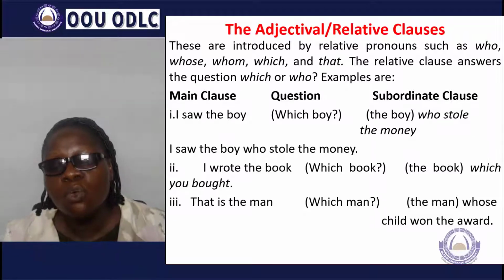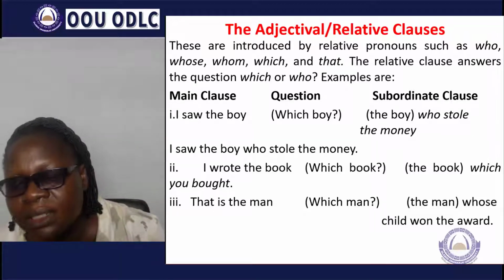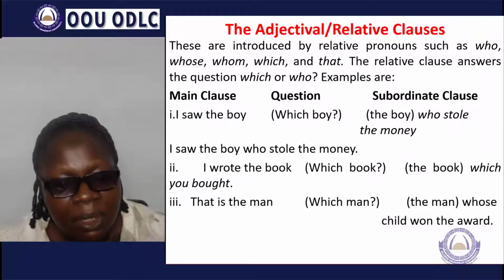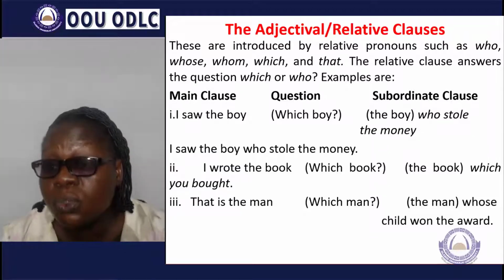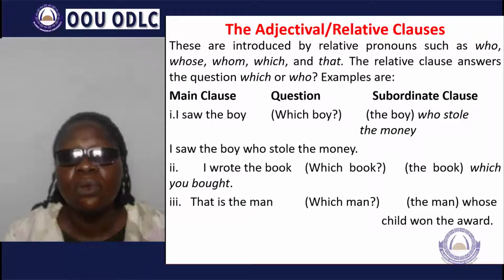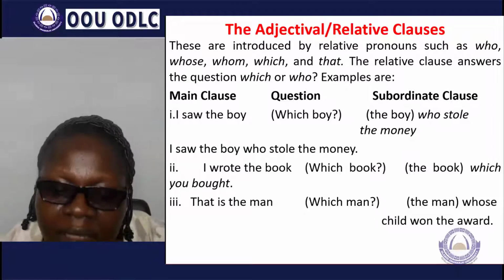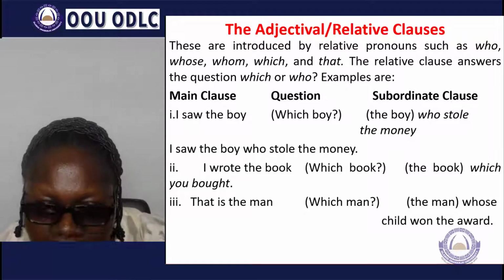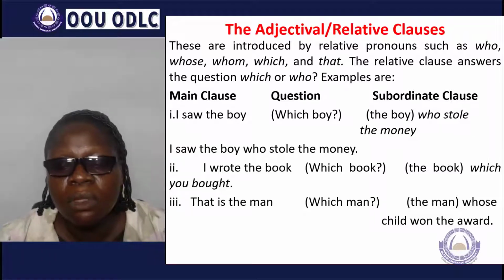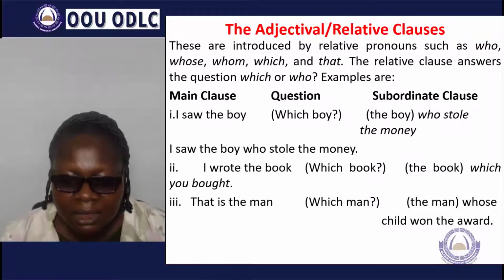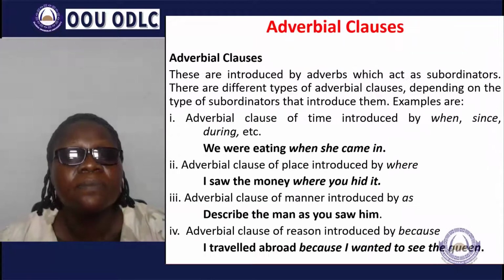So the expression, whose child won the award, does not make sense until I bring it together with the main clause, that is the man. Oh, the man whose child won the award. So, whose child won the award, again, is a subordinate clause, but it is an adjectival clause that is introduced by whose.